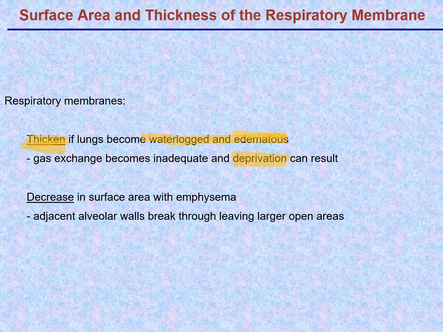So a person could become oxygen deprived because their lungs are edematous, leading to thickening of the respiratory membrane and lack of exchange. Another major problem in terms of respiratory membranes is a decrease in the total alveolar surface area, and that can occur in a disease called emphysema, when you get destruction of different areas of the alveoli. So you get a reduction in surface area, with large open areas in the tissue and less possibility for diffusion of gas, oxygen and CO2, across the membrane.